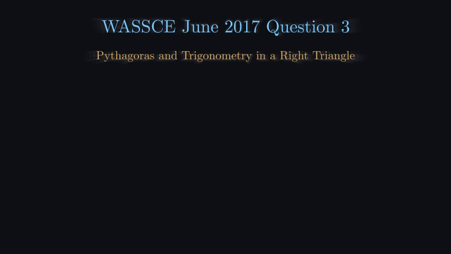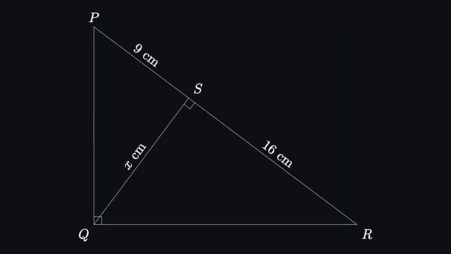Today, we are solving WASSCE June 2017 question 3. This problem involves right-angled triangles, Pythagoras theorem, and a trigonometric ratio. Study the diagram carefully. This prepares us for the next step.